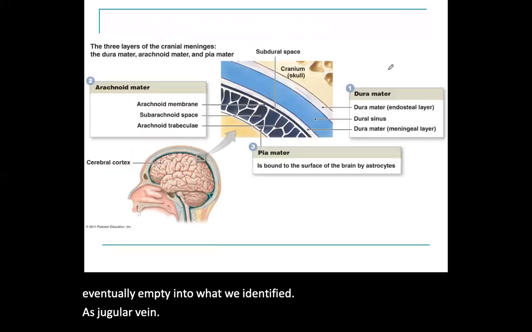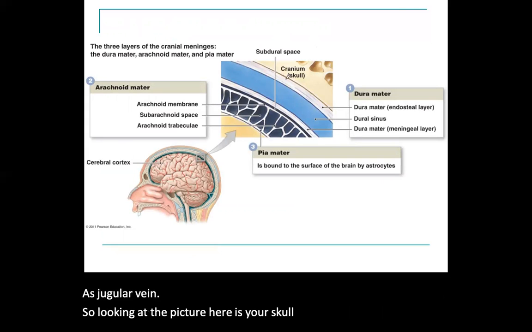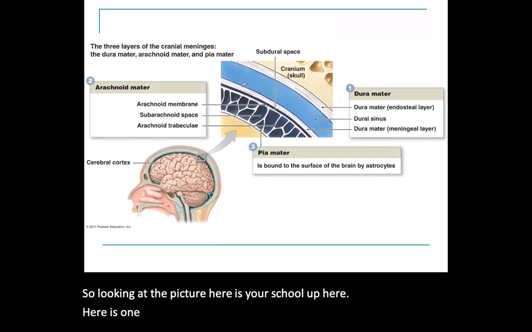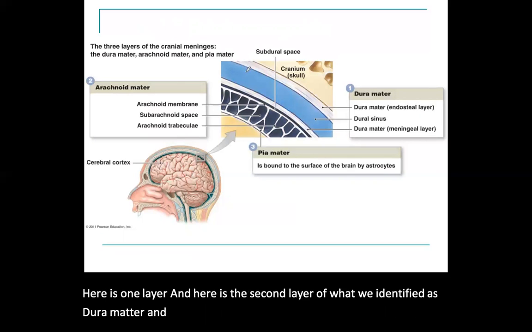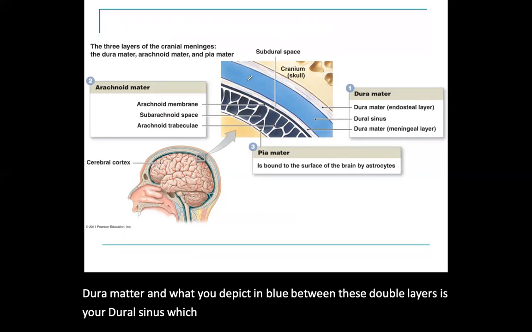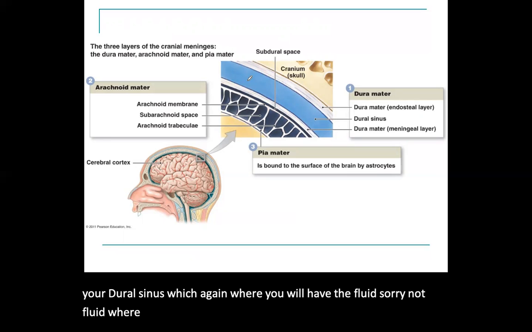So looking at the picture, here is your skull up here. Here is one layer, and here is the second layer of what we identified as dura mater. And what you depict in blue between these double layers is your dural sinus, which again is where you will have your blood collected, eventually draining into the jugular vein.